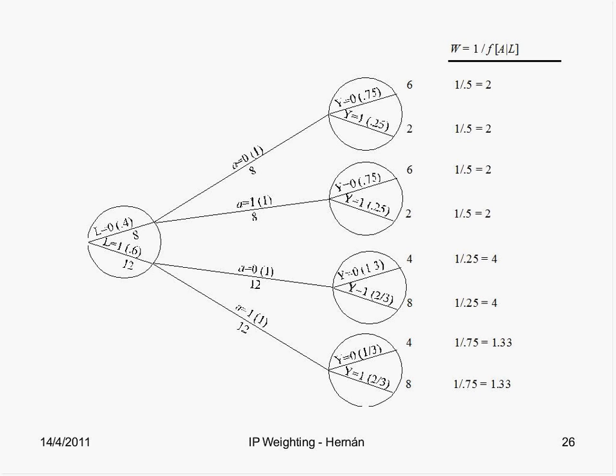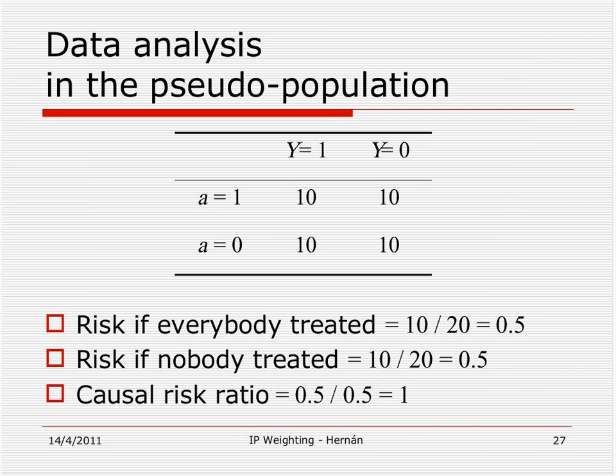So I can now compare the risk in the treated and the risk in the untreated, which in this case happens to be 0.5 and 0.5. The risk ratio is 1. So there's no effect of treatment. And this is all that there is to know about IP weighting, really.